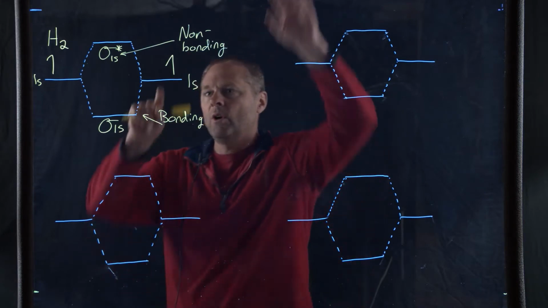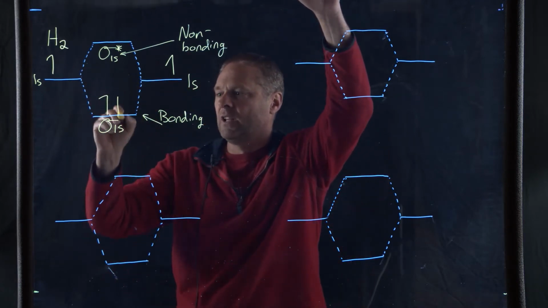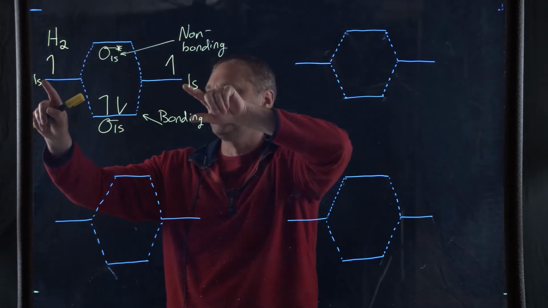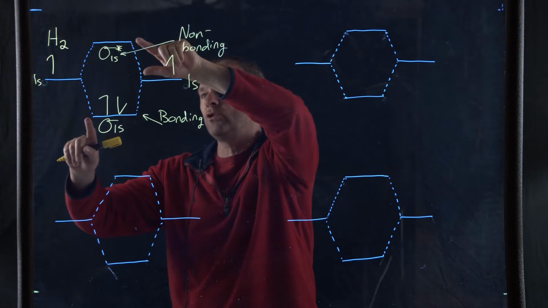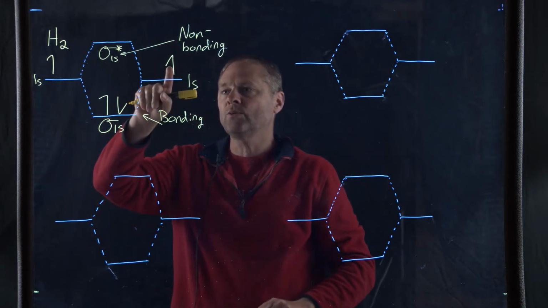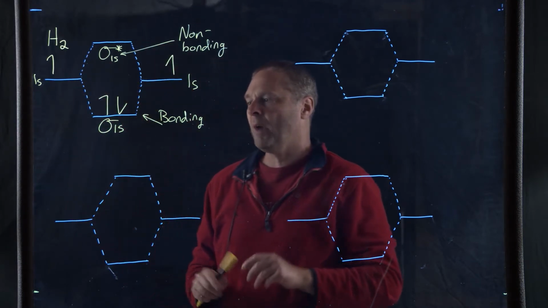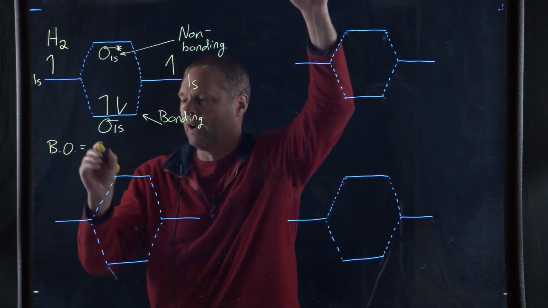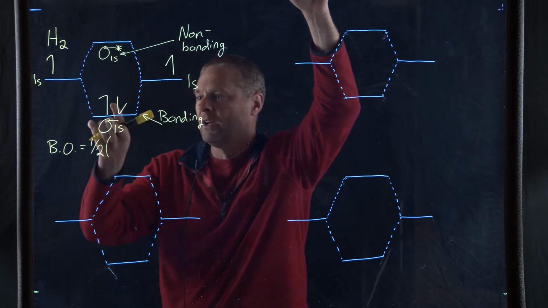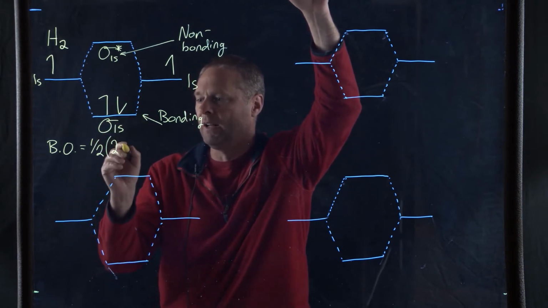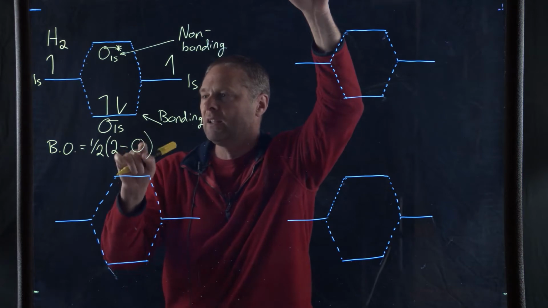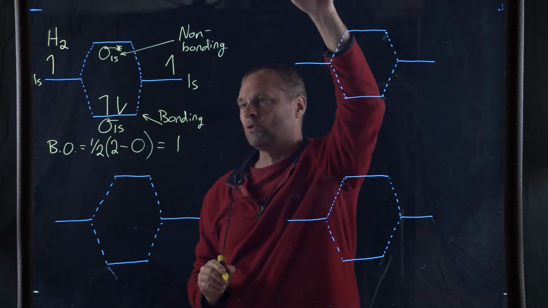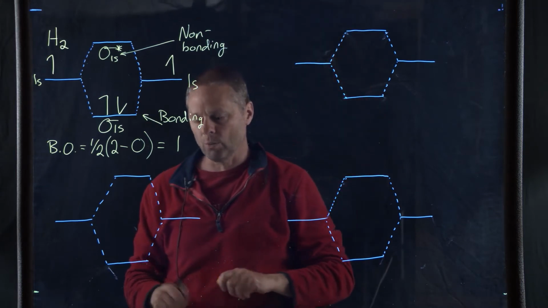Now for this one, we'll put these 2 electrons into the bonding orbital. Another thing to note is that if you have 2 atomic orbitals, you're going to make 2 molecular orbitals. Now since we've put these 2 into the bonding orbital, we can now calculate the bond order. The bond order is equal to 1/2 times the bonding electrons, there are 2 in the bonding orbital, minus the anti-bonding electrons. In this case, this happens to be equal to 1.